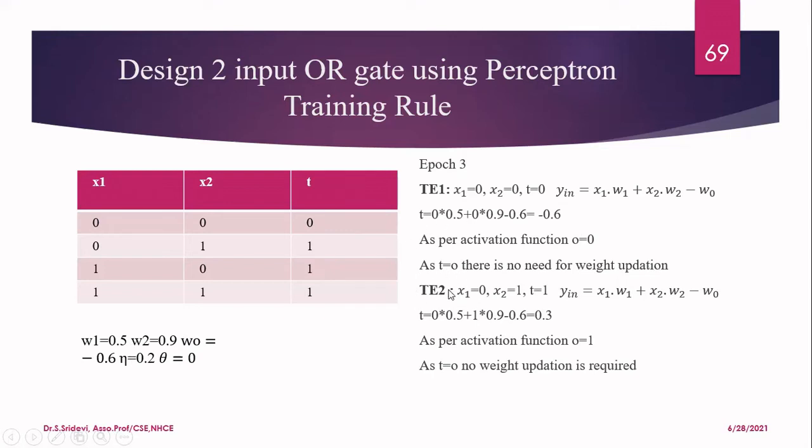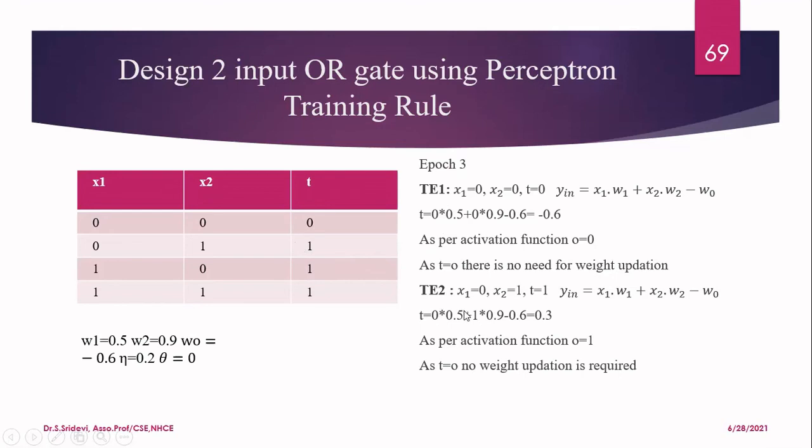Now, let me consider the second training example. I'm taking the second training example from here. When I update these weights, the output is 0.3. 0.3 means it is greater than 0. When it is greater than 0, as per our formula, the output is nothing but 1. Now, the expected output is 1, and the actual output produced by the perceptron is also 1. Therefore, no need for any weight updation. So now, 2 training examples are satisfying the new weights.